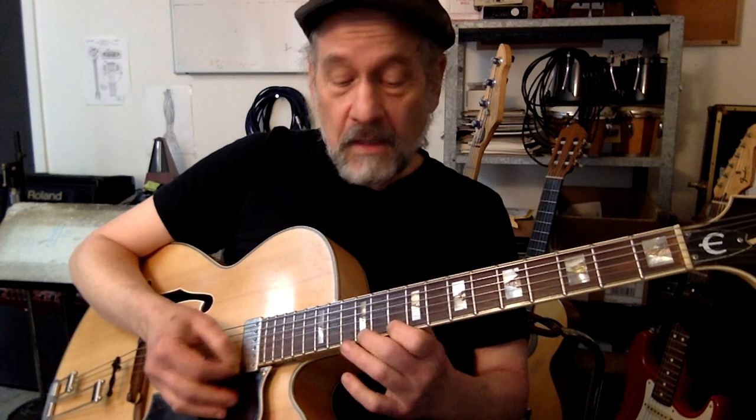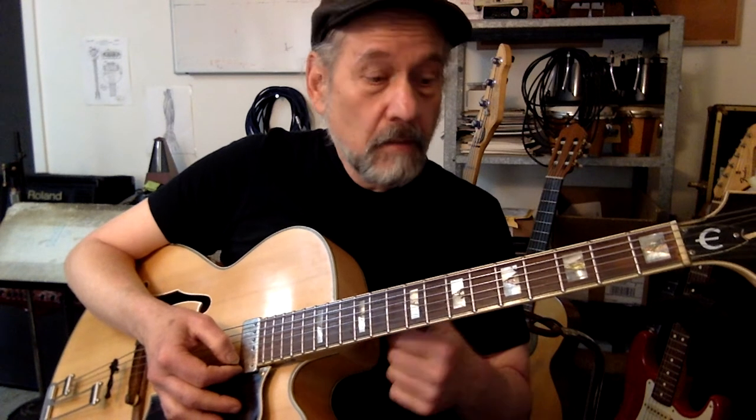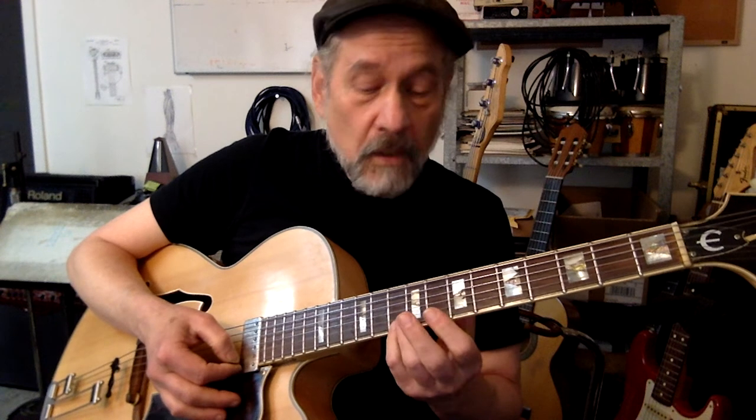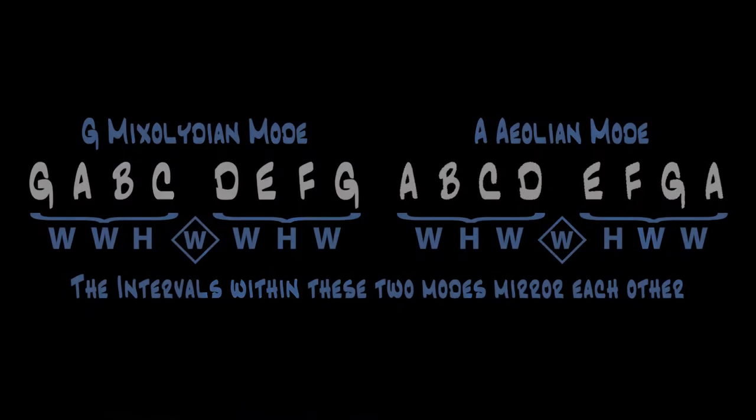G, A, B, C, half step at the end. D, E, F, G, half step in the middle. That's Mixolydian mode. Aeolian mode, A, B, C, D, half step in the middle. E, F, G, A, half step at the beginning of that mode, or of that tetrachord, rather. Aeolian mode and Mixolydian mode, mirror images of each other.